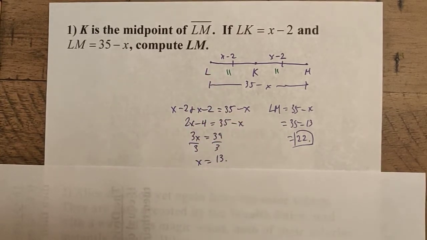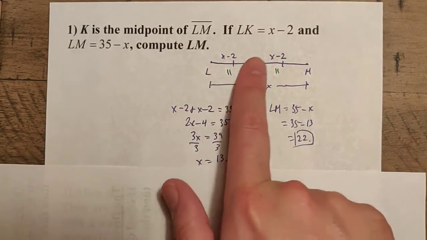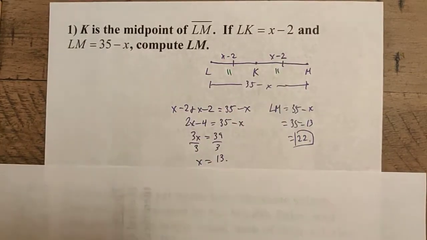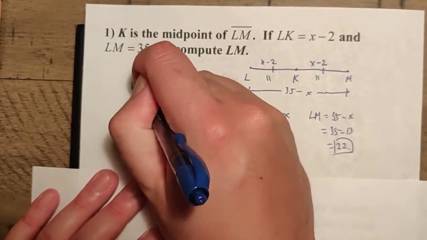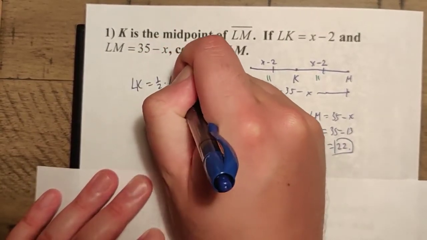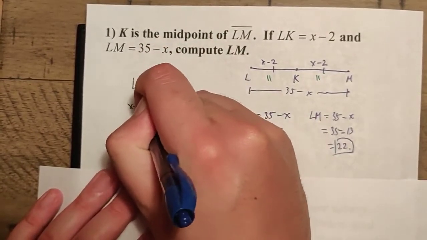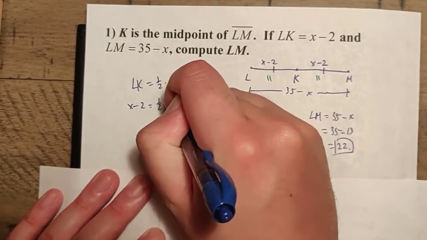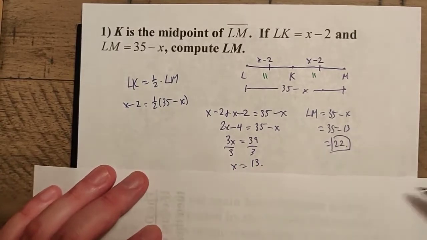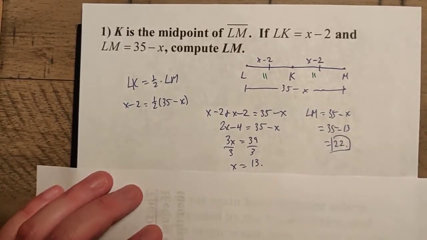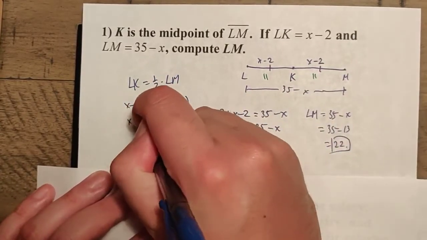But another equation we could have written here was the fact that LK, this x minus 2, we could have also written here that LK, right? Another equation we could have written was LK here was 1/2 of LM. So we can say that x minus 2 is 1/2 of 35 minus x. And you'll note that if you try setting it up here and solve this equation, you should get x equals 13 yet again, right? Just to be on the safe side, let's go ahead and do that.